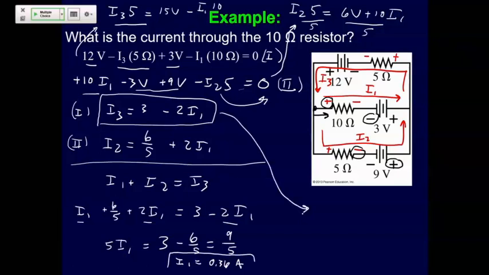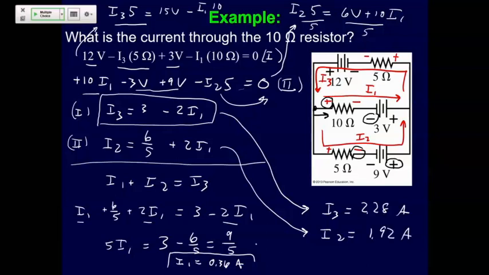You just take these two equations. If I plug in 0.36 for I1, I get 2.28 amps for I3. And if I plug it into this one over here for I2, I get 1.92 amps. So basically, the first one is usually the hardest. Once you get that one, you're set up to find the other two rather quickly.